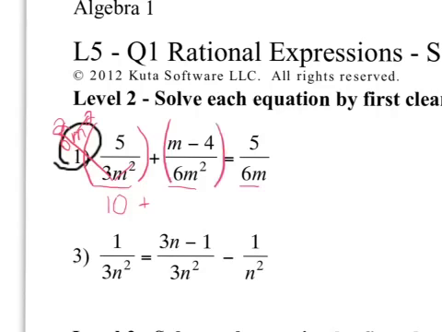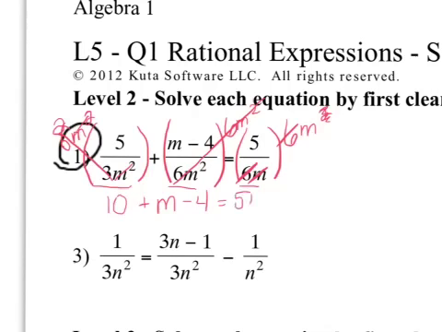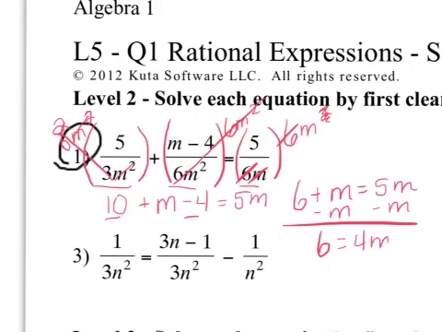When I do the second one by 6m squared, the 6m squareds cancel out and I'm left with my m minus 4. When I multiply the third one by 6m squared, the 6's cancel out, one of the m's cancels out, so I've got 5 times m, which is 5m. The 10 minus 4 gives me 6, so 6 plus m equals 5m. Subtract m from each side. 6 equals 4m. Divide by 4. And m equals 1 1/2.